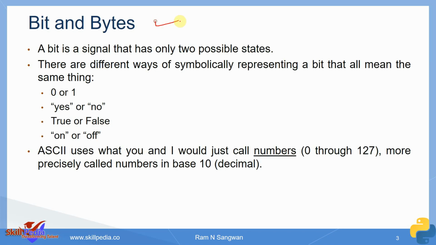Bits and bytes. A bit is a signal that has only two possible states. There are different ways to symbolically represent a bit that all mean the same thing. For example, you can represent it as 0 or 1, yes or no, true or false, on or off.